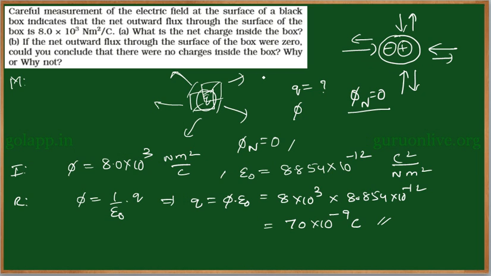So this statement is wrong, like if net outward flux through the surface of the box were 0, could you conclude that there were no charges inside the box? Why or why not? So the conclusion is there exists the charge even though the net flux is 0.